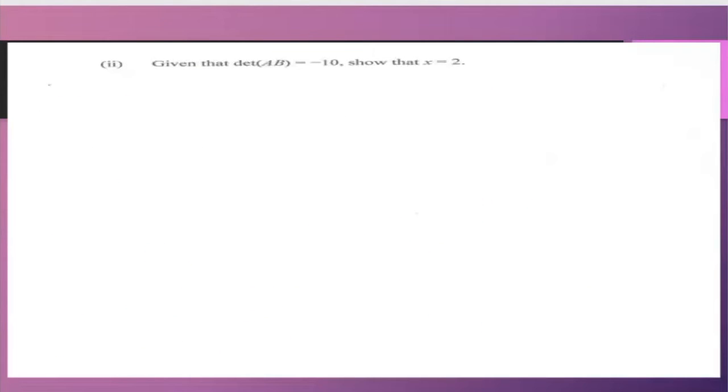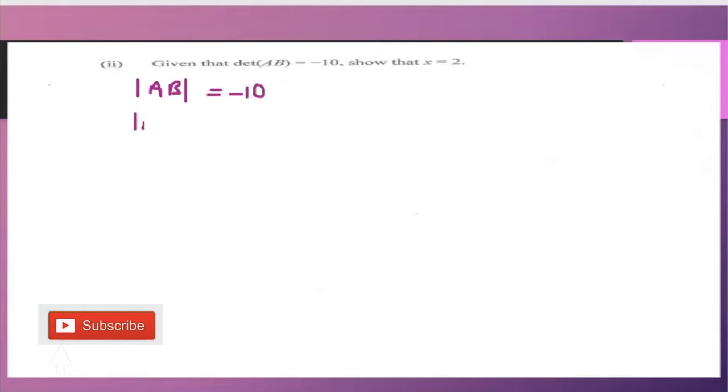The next question: we are given that the determinant of AB is equal to negative 10, show that x is equal to 2. So in this case, the determinant of the product exists, and it's equal to negative 10. Now, saying the determinant of AB is equal to minus 10 is the same as finding the determinant of A times the determinant of B, and that will give me minus 10.